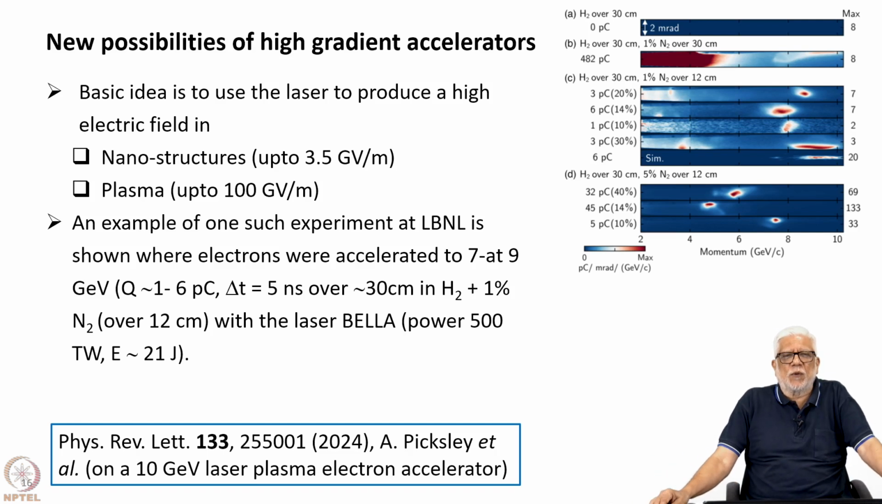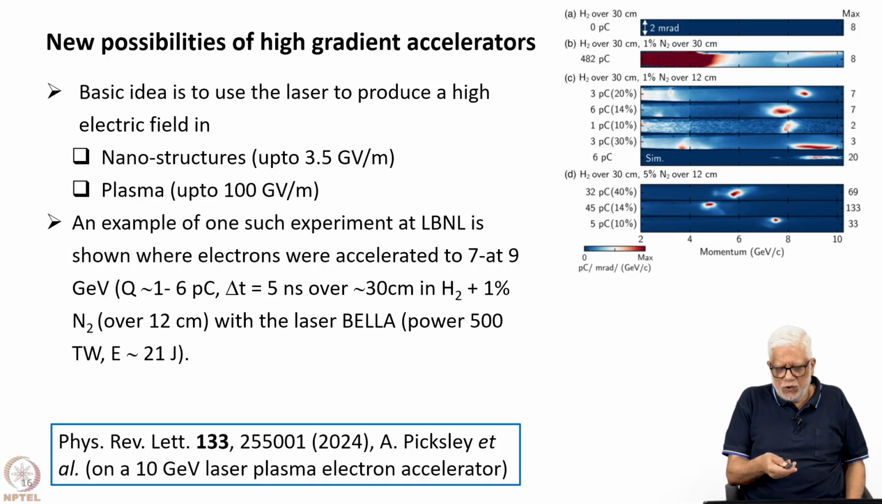So, imagine you have an accelerator which can produce a 100 GeV beam within just a meter or so. This is like a tabletop. So, this helps when you want to go to, let us say, 100 TeV, because then you would just require a kilometer long accelerator. So, an example of such an experiment to prove that this is the right direction to go was reported in 2024. This is the reference, Picksley et al.